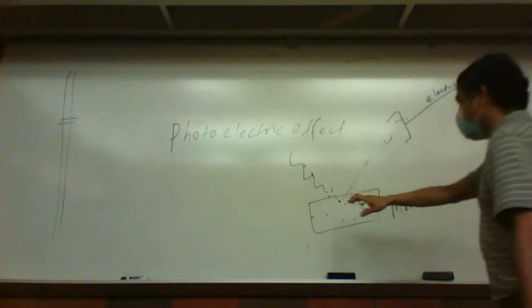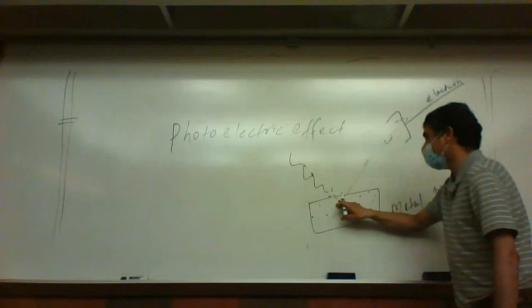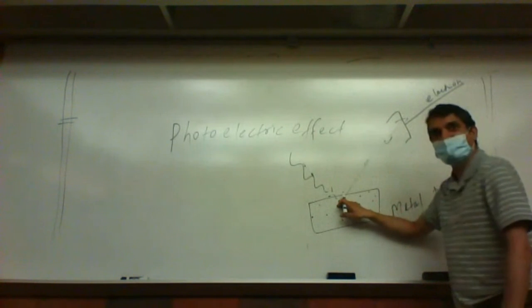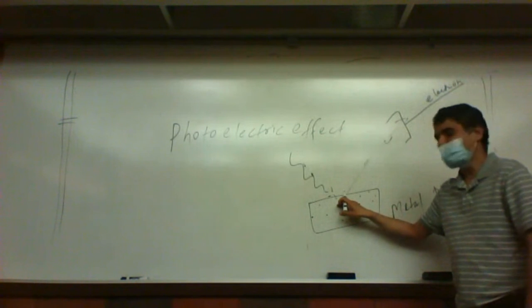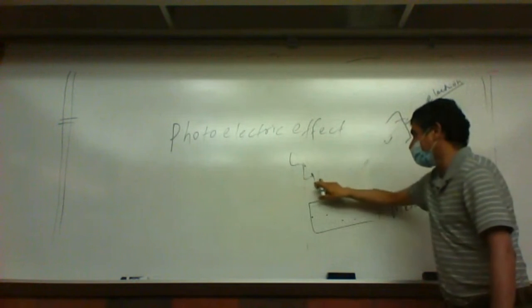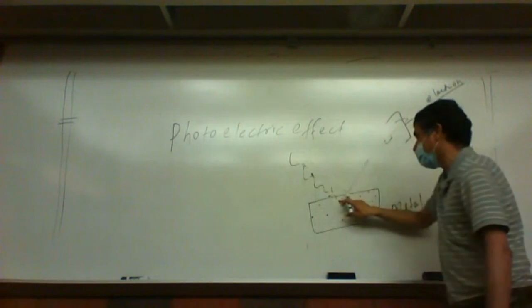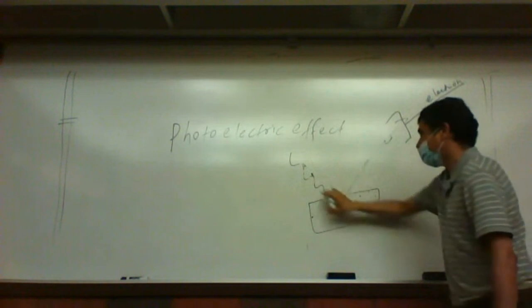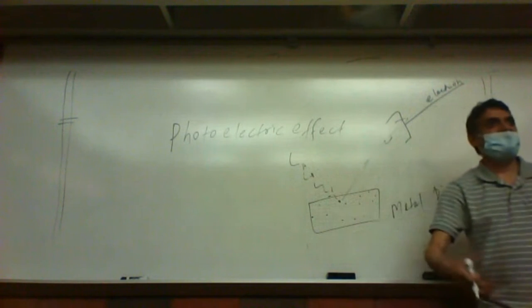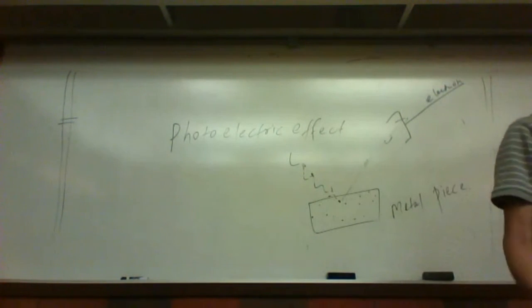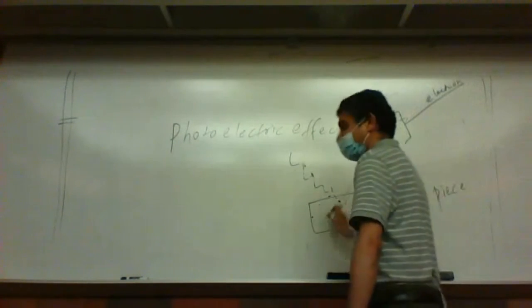Good. So not all kinds of radiation can knock out the electron from the surface of the metal. The light or radiation coming and striking the surface of the metal must have a certain minimum energy so that it can knock out the electron. That minimum energy is called the work function.